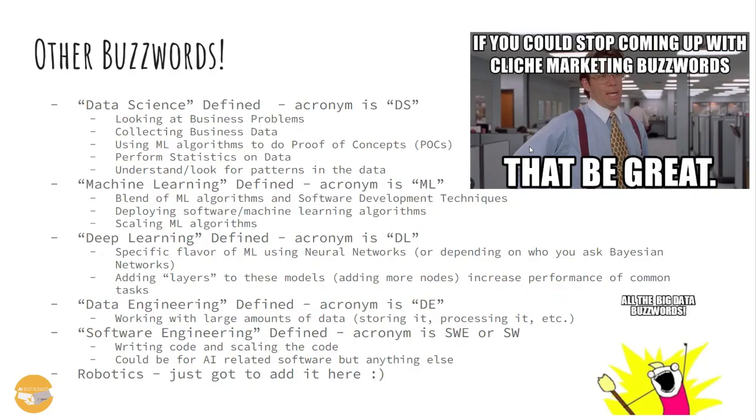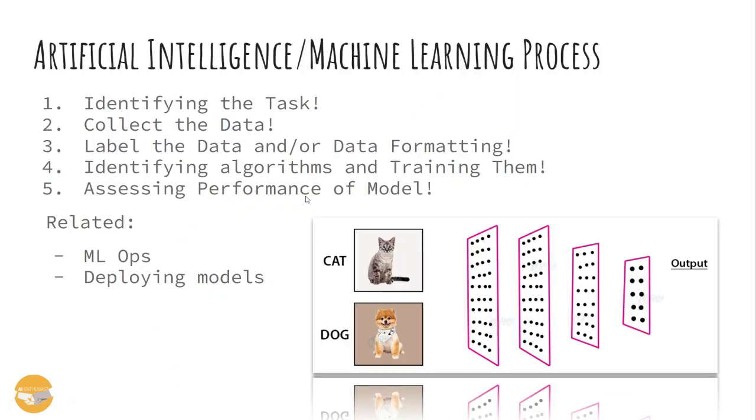And then finally, more buzzwords. It's just the same ones. I've just redefined them here. I won't go into many details here, but you're welcome to see this slide. You'll see what these particular job families or functions do. But in general, all of these are doing these 5 steps.